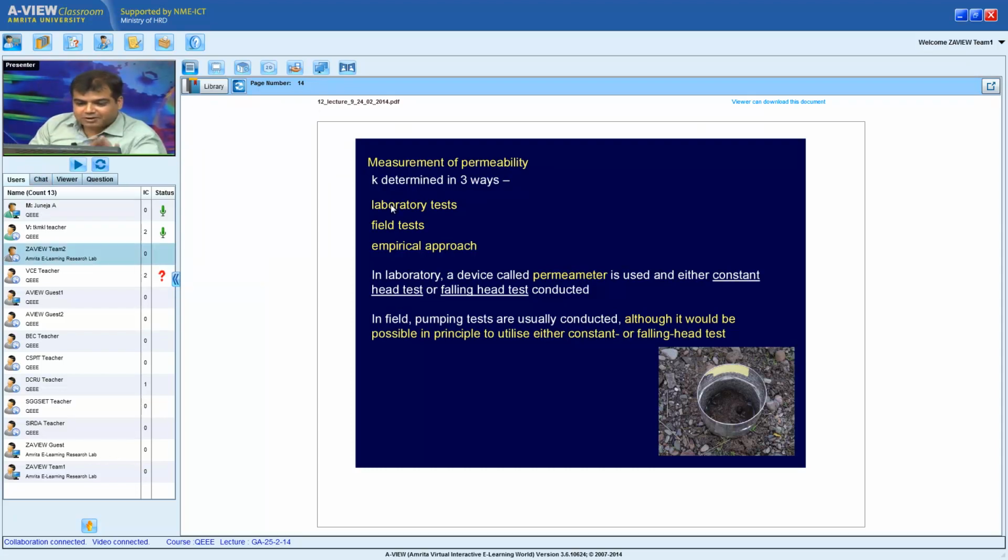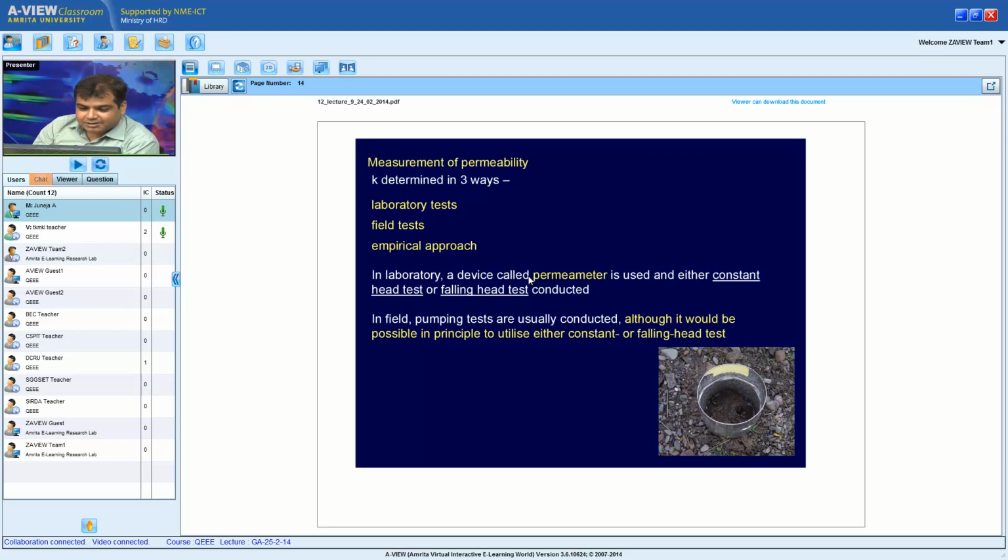Please switch off the mic. It won't go away from the main audio. Okay, thank you. See, it's still coming, right? You have to switch off the mic.